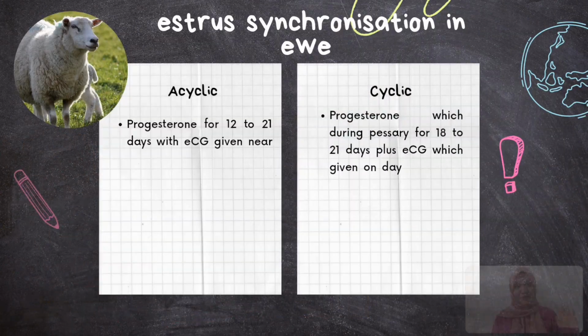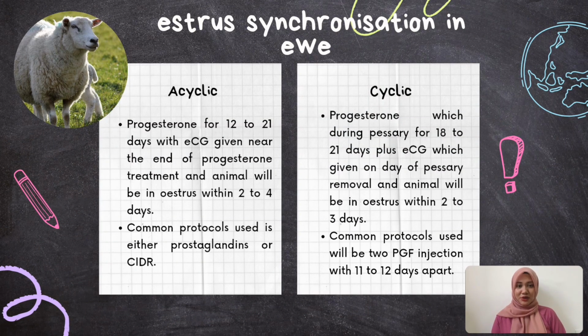Thank you, Shuhada. Hi, it's me again, Humaira. I will be talking about estrus synchronization in ewe. It can be divided into acyclic and cyclic. For acyclic, progesterone is given for 12 to 21 days with eCG given near the end of progesterone treatment, and the ewe will be in estrus within 2 to 4 days.